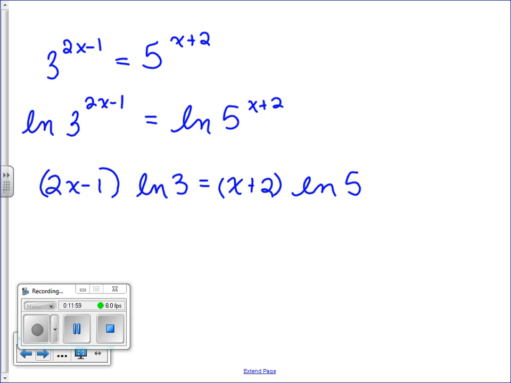The natural log, the base is e, the number e, and a common log, the base is 10. That's the only difference. That's a different base. Okay, now at this point, if we were to divide right now, we would not get x by itself. My goal is to get x by itself. So I'm going to tell you what I'm going to do, and then I'm going to actually do it, okay?